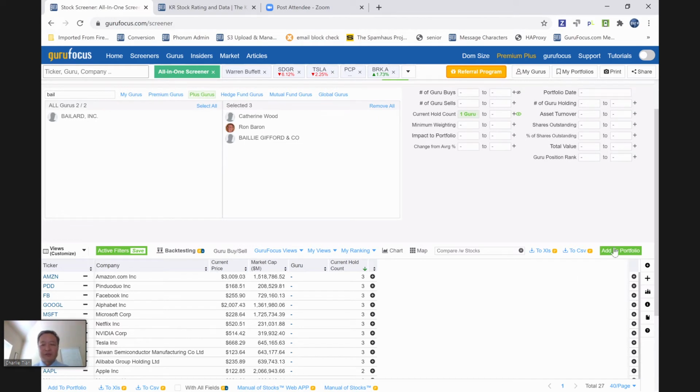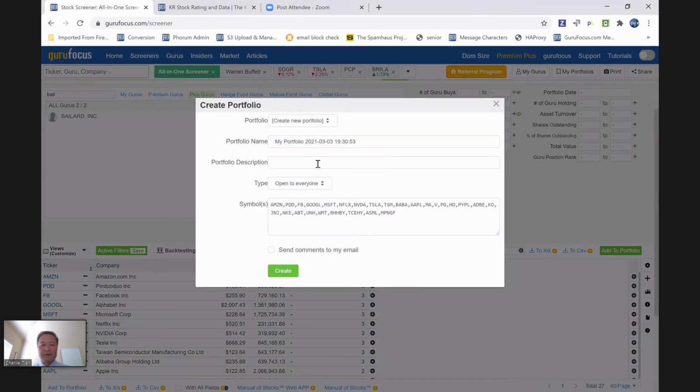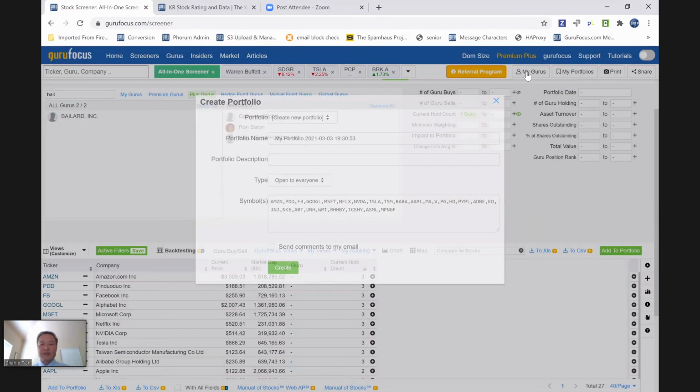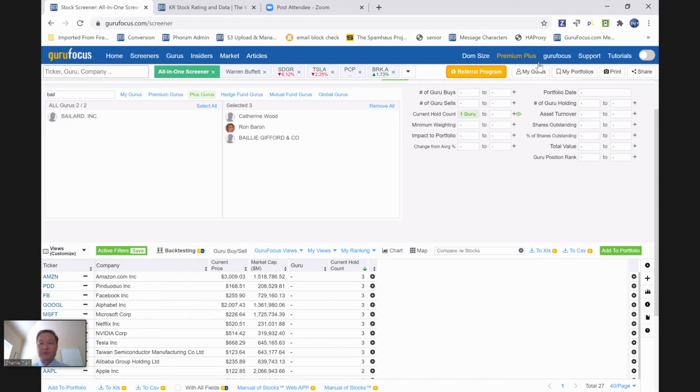All three of them own all of these stocks, and I actually created a portfolio that tracks the performance of their common holdings. You can easily create a portfolio here by just clicking on this add to portfolio button, then put these stocks in the portfolio, like Amazon, PDD. Then you can give it a name and describe the portfolio. You can decide if the portfolio is private, friends only, or open to the public, to everyone. And I did it. Then I was tracking the performance of this portfolio.